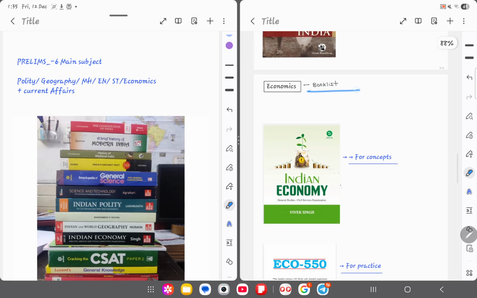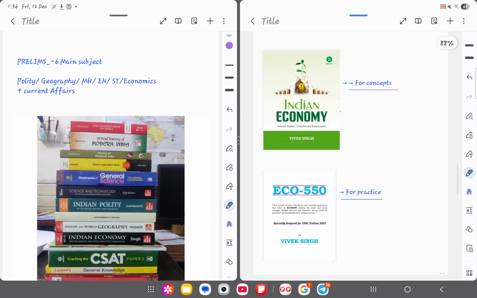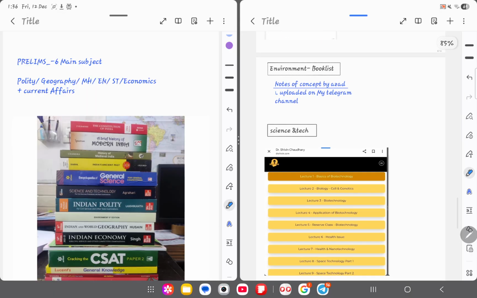For the economics book list, I will suggest Indian Economy by Vivek Singh. Here you can know the concepts of economics in a very detailed manner. And for practice questions, I will suggest Economics 550, because in this, 550 questions are given with answers and explanations, and it is a value addition in your preparation. So you can refer to these, Indian Economy and Economics 550, for yourself.